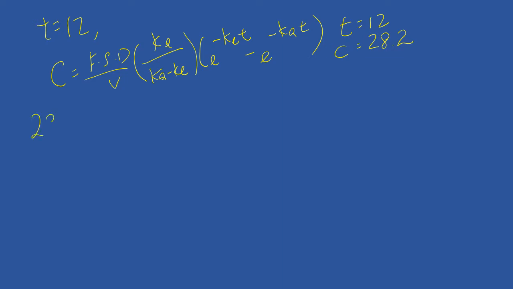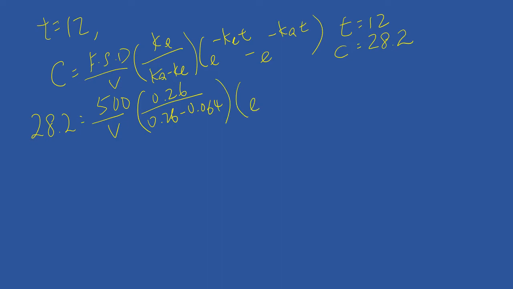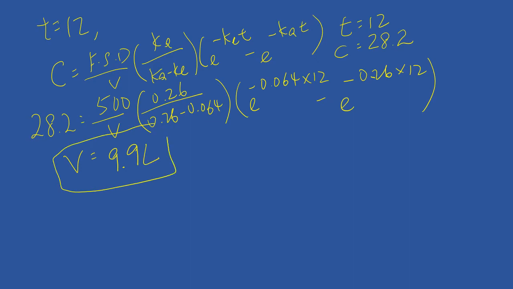So you need to put in all the values. The concentration is 28.2. Assuming the bioavailability and salt factor is 1 in this case, the dose is 500, volume unknown, 0.26 over 0.26 minus 0.064. So you have to be careful when you key in the values in the calculator. And the t is time point 12, and Ka 0.26 multiplied by 12. So solve this calculation. The volume you should identify is 9.9 liters.